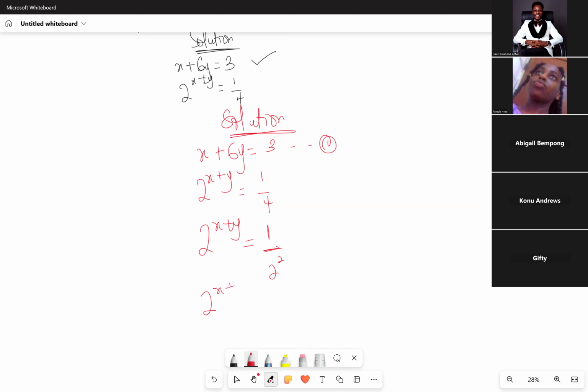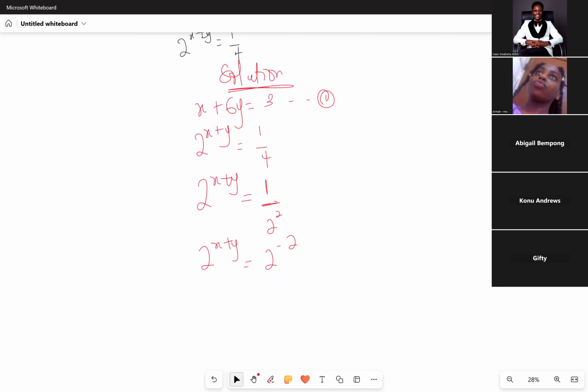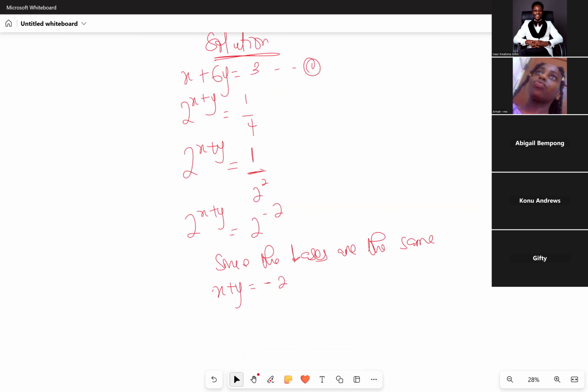2 exponent x plus y equals what? 2 exponent negative 2. Then you say that since the bases are the same, x plus y is equal to -2, right? Let's name this one equation 2. You see, I've now got a simple equation, x plus y equals -2. So it looks like equation 1.